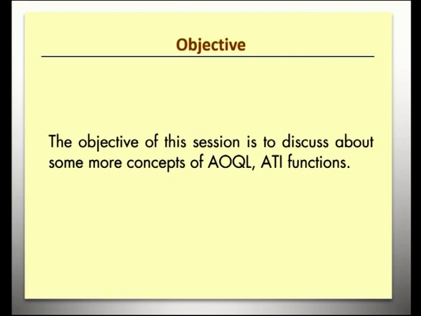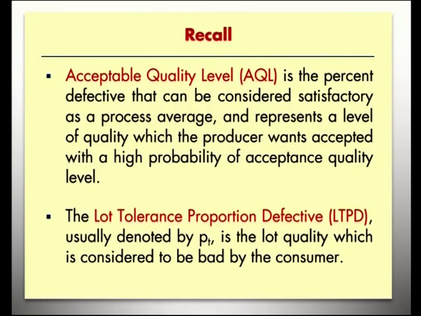In connection with that, some more concepts of AOQL, average outgoing quality limit, and ATI functions are to be dealt with. So, just a recall is necessary for going ahead in this session. Acceptable quality level, AQL, is a percent defective that can be considered satisfactory as a process average. These topics have been already covered, it is just a recall. And next is lot tolerance proportion defective, that is LTPD. It is the lot quality which is considered to be bad by the consumer.